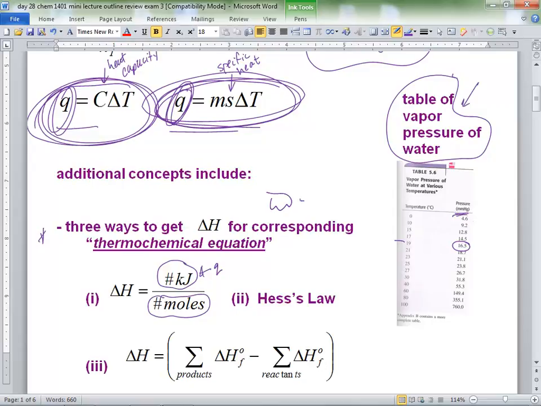Okay, and then there's another way to get the enthalpy. Remember, a thermochemical equation is where you have reactants going to products, and then you have this delta H. So that's what we're talking about, the delta H that corresponds to a chemical equation. I'm not going to give you all the equations. This is the only equation I'll give you.